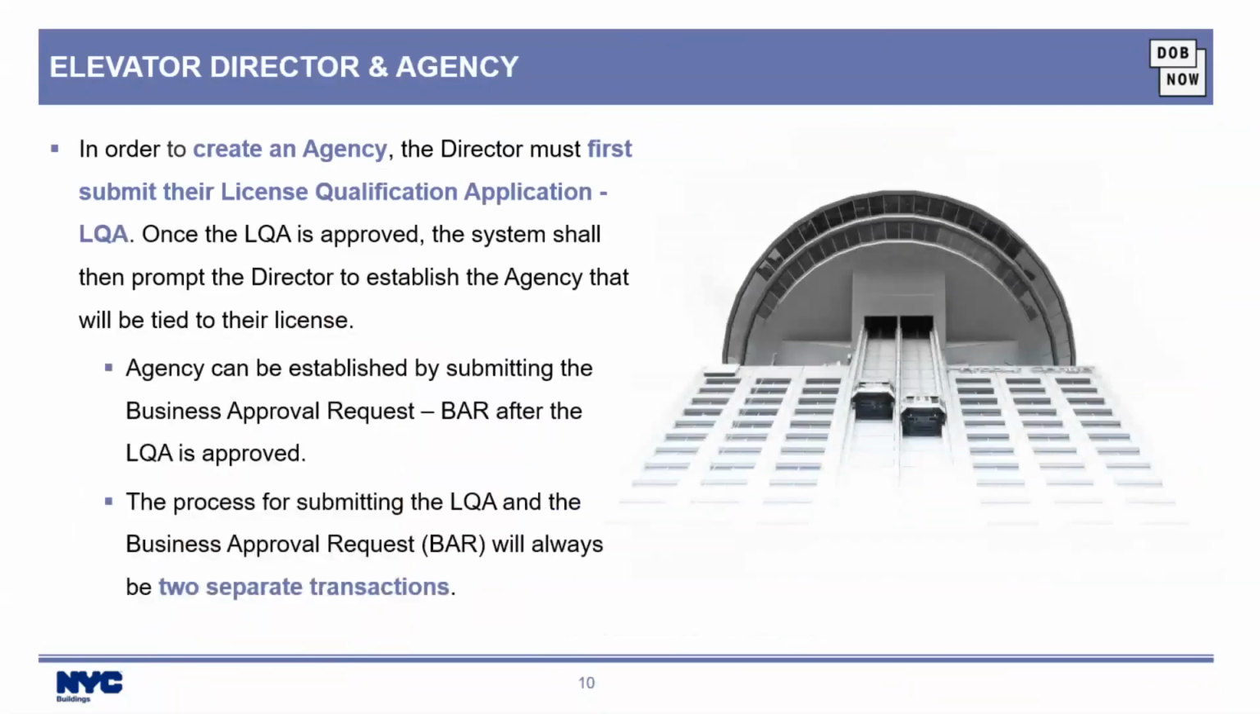So in order to create an agency, the director first needs to submit their license qualification application. We will refer to that as the LQA or license application. Once the LQA is approved, the system prompts the director to establish the agency that will be tied to their license. Agencies are established by submitting a business approval request, or BAR, after the license application is approved. And the process for submitting the license application and the business approval request will always be 2 separate transactions.